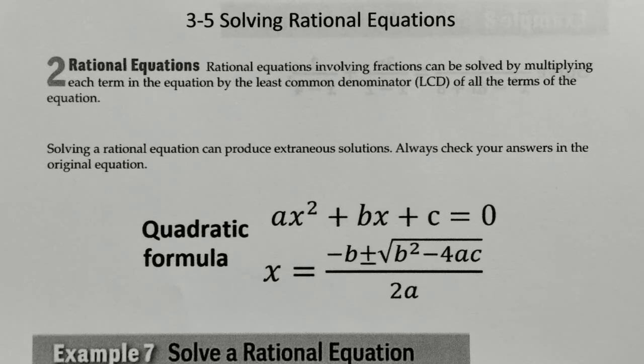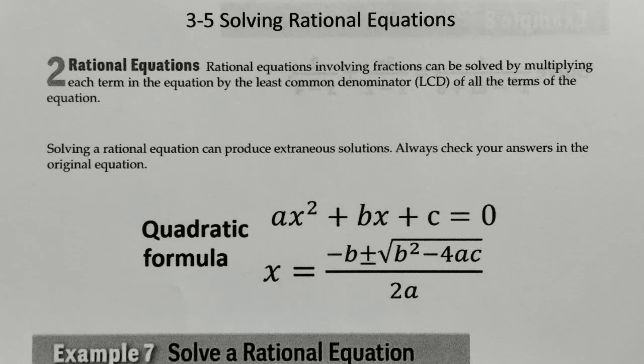All right, we're looking at section 3-5 today. The topic is solving rational equations. Rational equations are equations that involve fractions. The strategy for solving them is multiplying each term in the equation by the least common denominator of all the terms. What that will essentially do is get rid of your fractions and make it easier to solve.